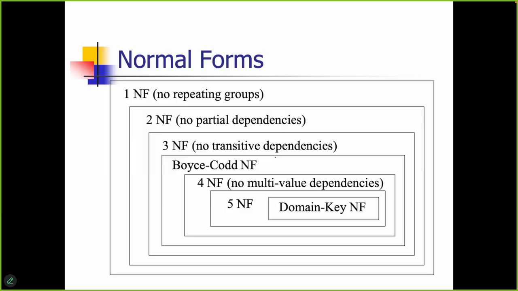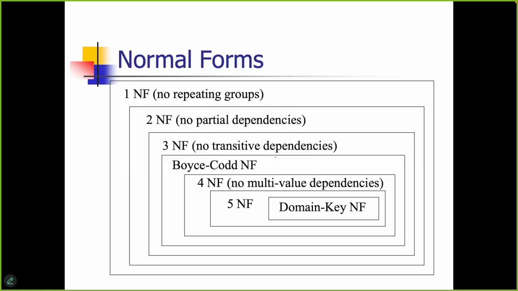And then 2NF is about removing partial dependencies. So we learned about partial dependencies. We know that, for example, partial dependency happens when you have a column that depends only on one part of your primary key.